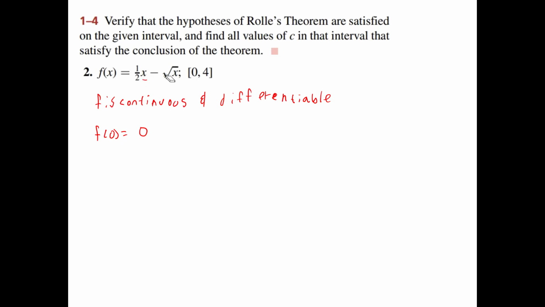You're going to plug in a 0 everywhere you see an x. So no need to show a ton of work there. And now f of 4, that one, put in 4 everywhere you see an x, and you get 2 minus 2, which is 0. So you get 0 on the endpoints. So then Rolle's theorem guarantees that there is a number somewhere in between 0 and 4. So somewhere in between, 0 is less than c, which is less than 4, f prime of c will equal 0.